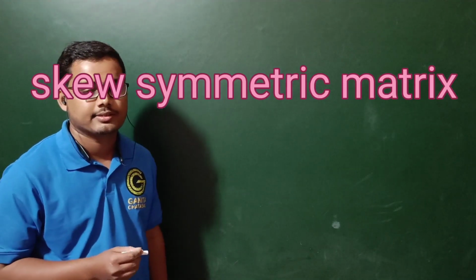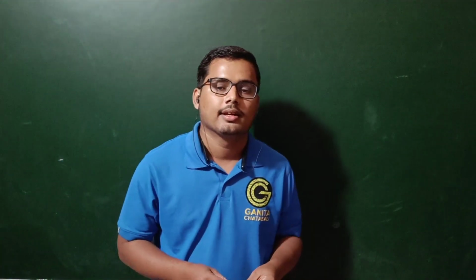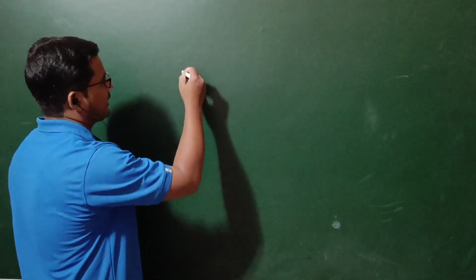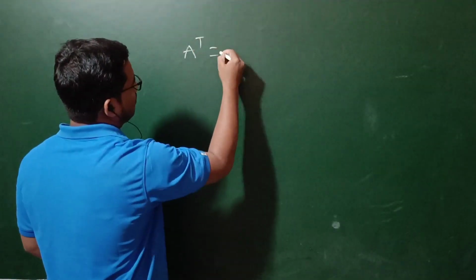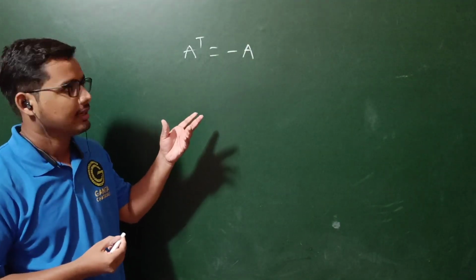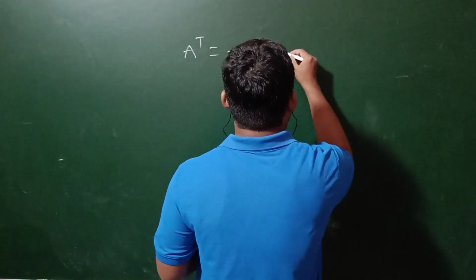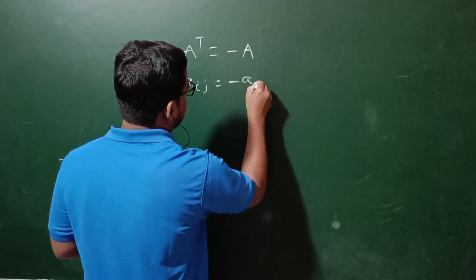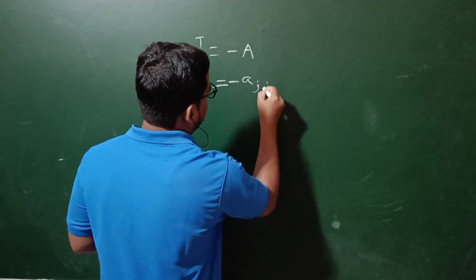Then the skew symmetric matrix. What is a skew symmetric matrix? A matrix A is said to be skew symmetric if A transpose is equal to minus A. Its mathematical form is Aij is equal to minus Aji.